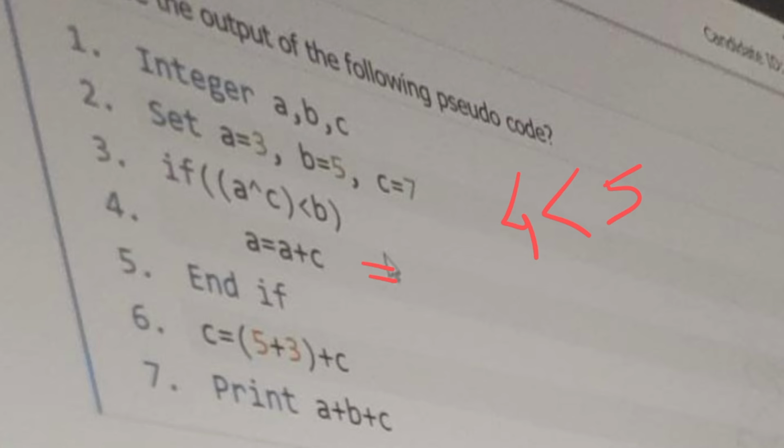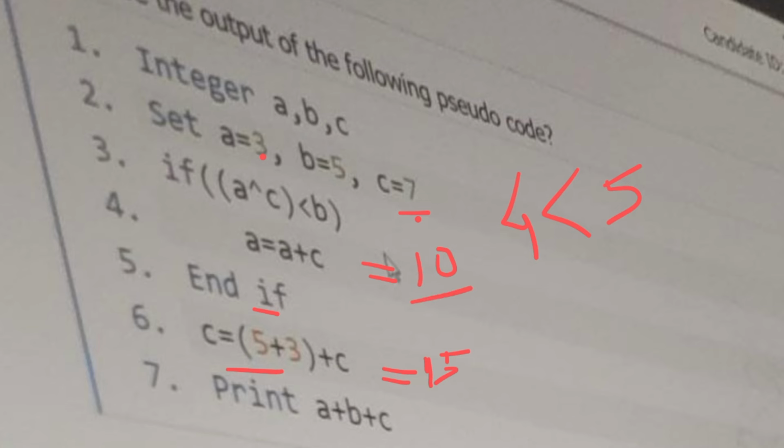So A plus C means A and C, so 7 plus 3 is equal to 10. So we end the if, and the new value of C is being initialized here. So C is equal to 5 plus 3 plus C. So 5 plus 3 is 8 and C is 7, so 8 plus 7 is equal to 15. So C is equal to 15, A is equal to 10, and B is equal to 5.